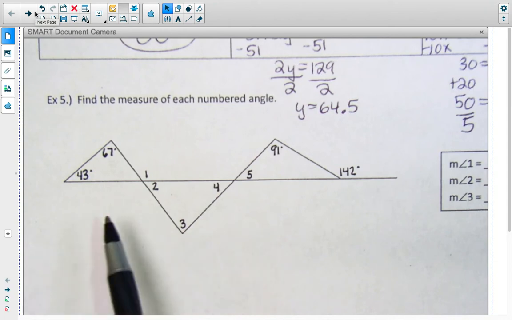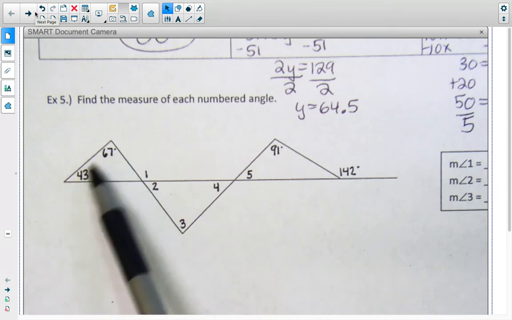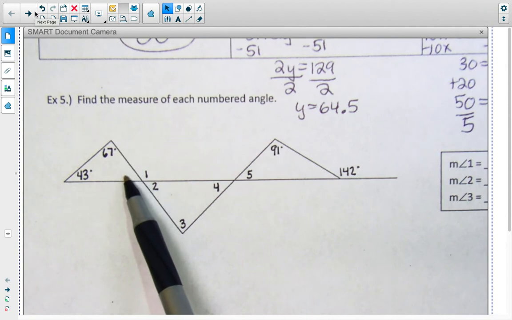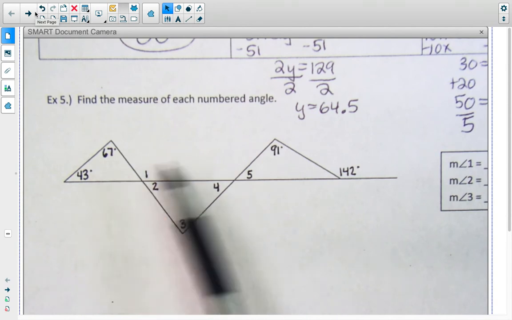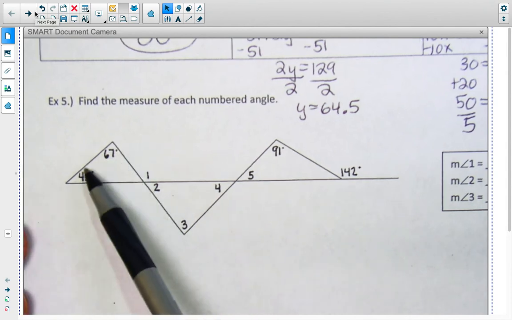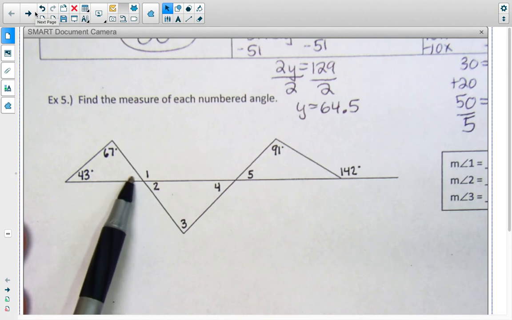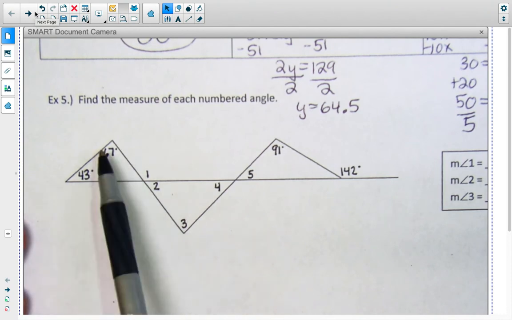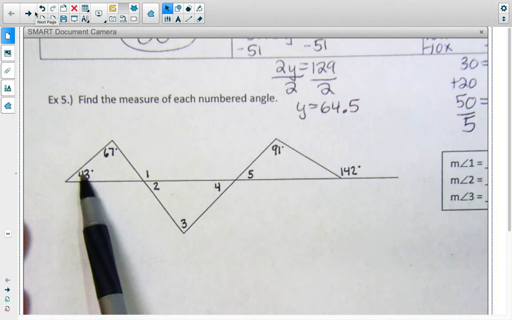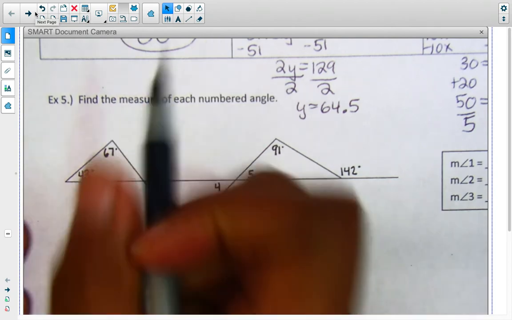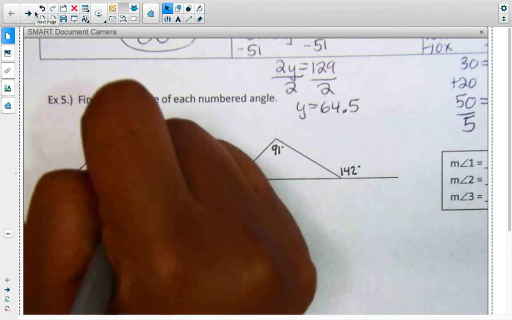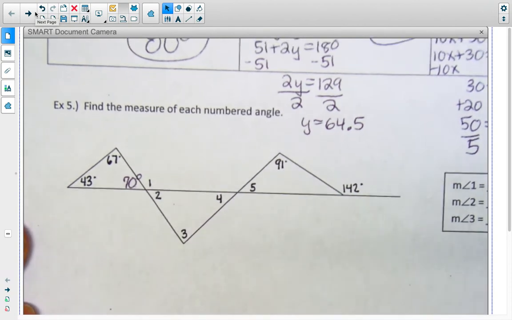I'm going to get started over here because I know that with 2 angles in a triangle, I can find the third one easily by just subtracting from 180. So if we add these up and subtract from 180, it'll give me this angle measure right there. So that's what I'm going to do. 67 plus 43, and I'm going to subtract that from 180. I got that this angle is 70 degrees.